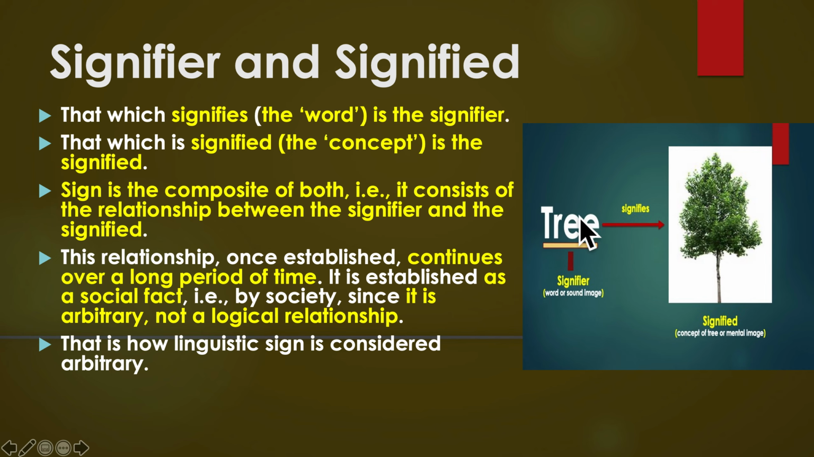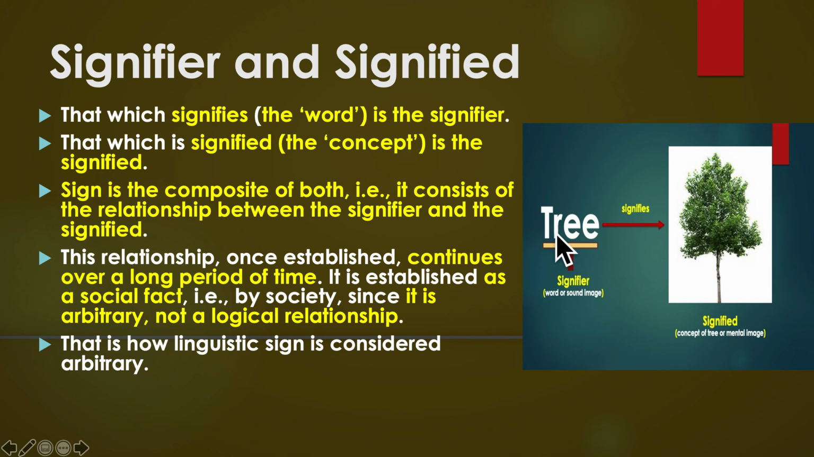From the very beginning, had people thought that this image, tree, should have another kind of object, then at the moment, this object should not have come to our mind. It should have been different. So it is established as a social fact, that is, by society, since it is arbitrary, not a logical relationship. There is no logical relationship that the tree and this object is God-given or naturally produced. No, it's not like this.